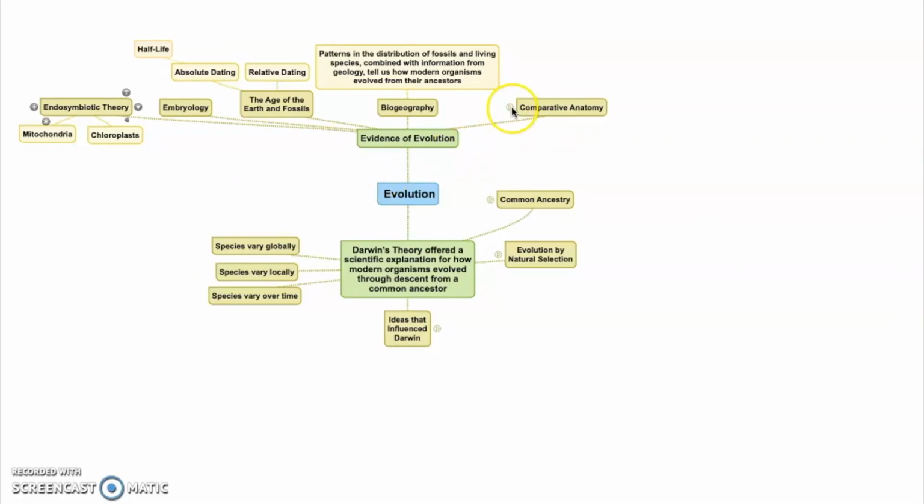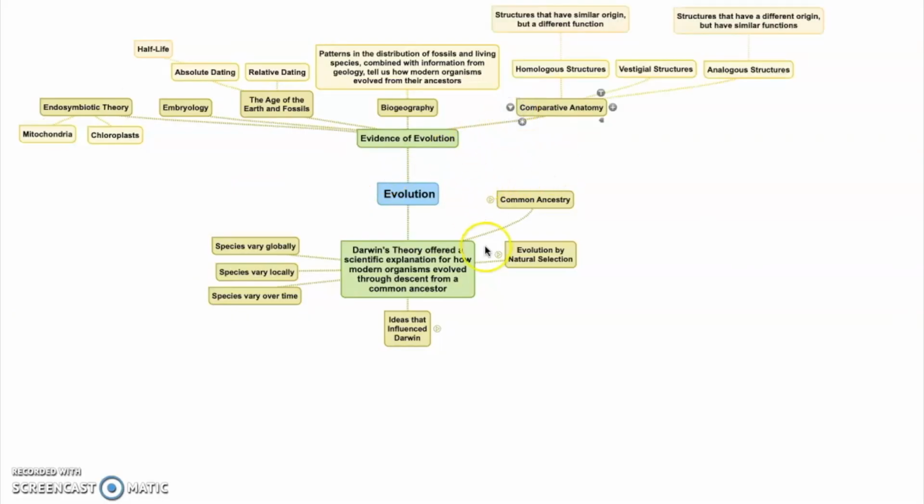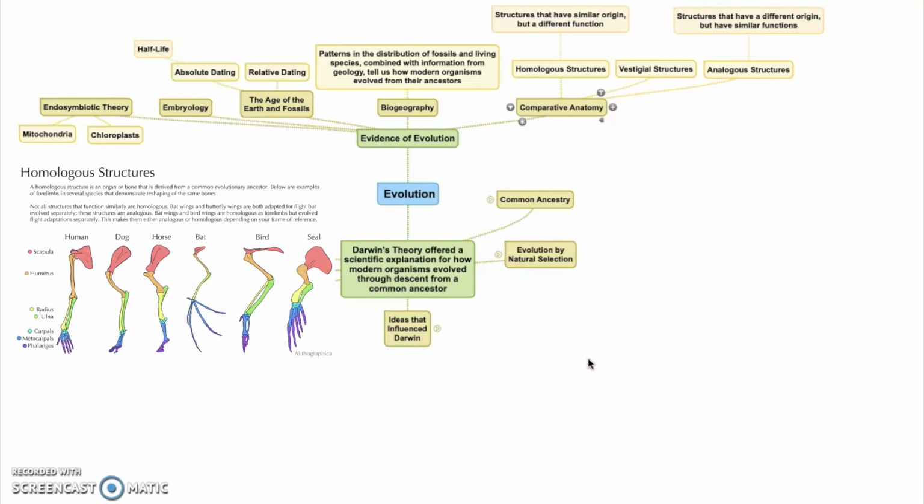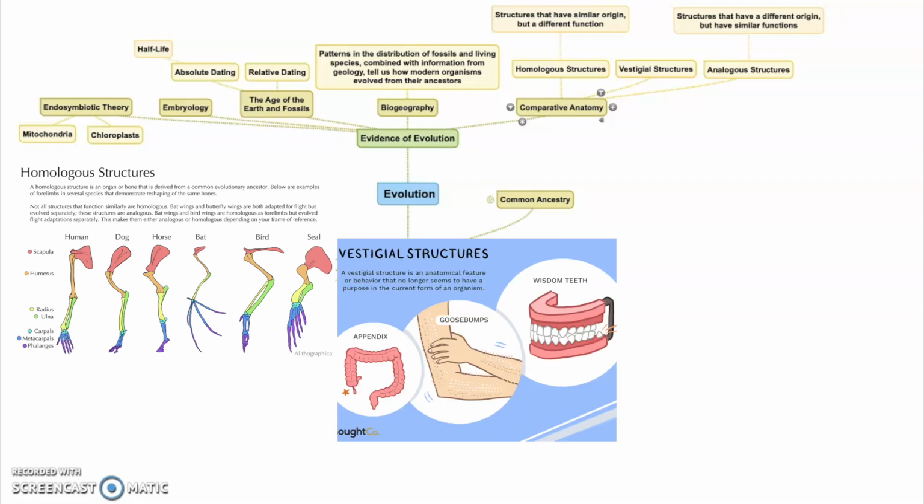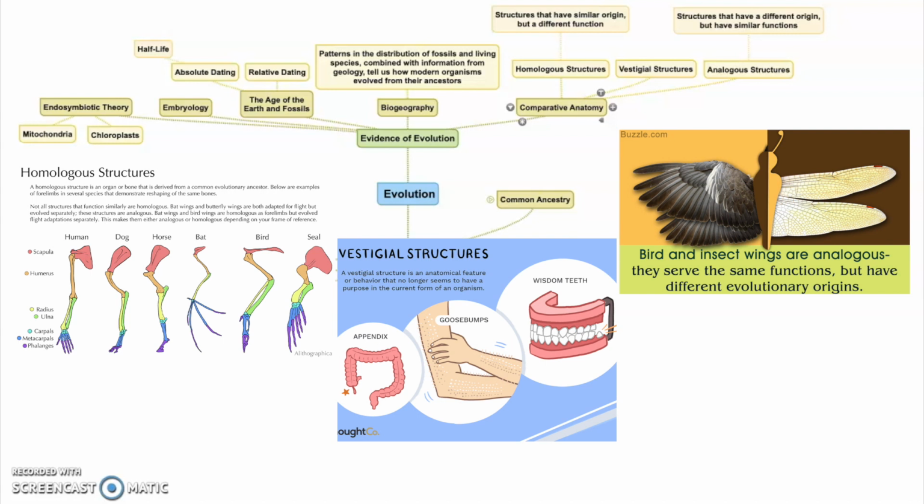And then lastly here, we'll take a look at comparative anatomy. So we're looking at homologous structures, which are structures that are going to have a similar origin but a different function. Vestigial structures, which are structures that we have that we no longer use. And then analogous structures, which are structures that have a similar function but have different origins.